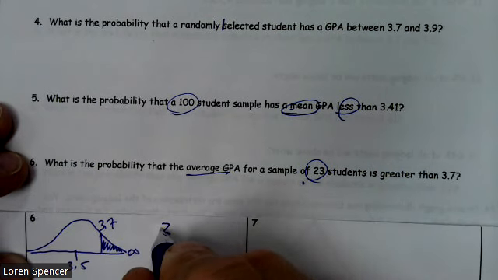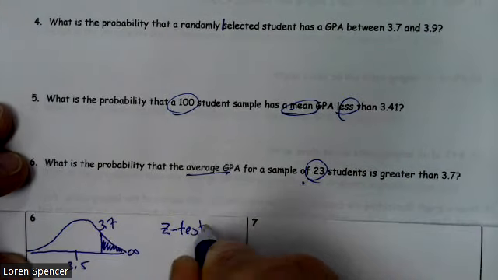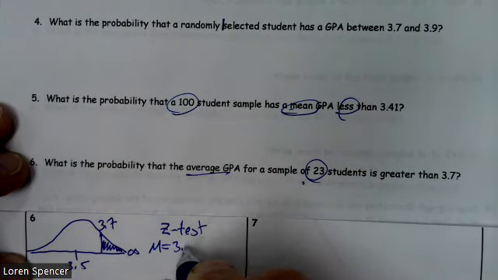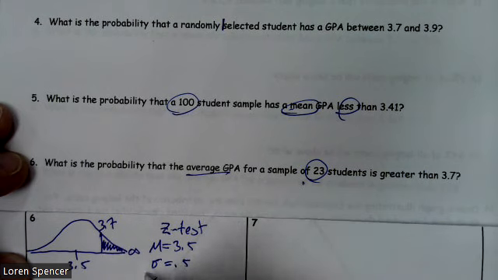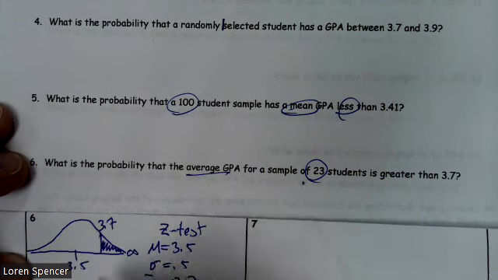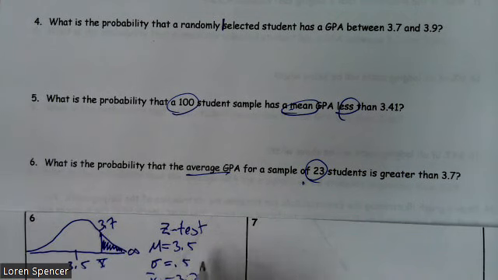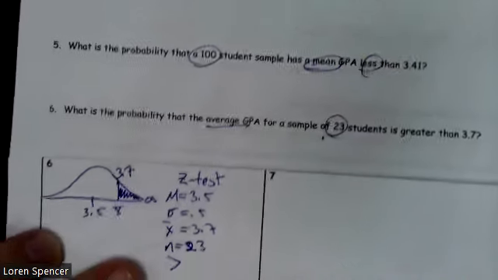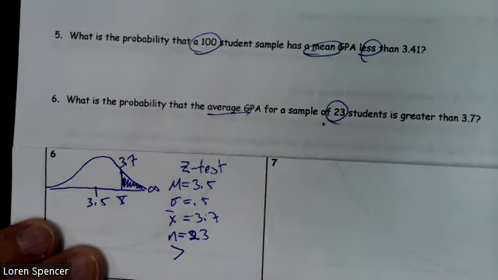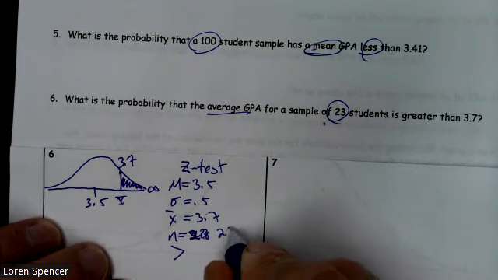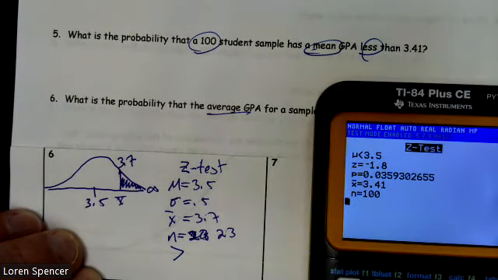So that's our drawing, and we have z-test. Our mean is 3.5. Our standard deviation is 0.5. Our x bar is the 3.7. Our sample size in this case was 23, and we shaded up and to the right. I want to rewrite that. That should be 23. So let's go ahead and run that.